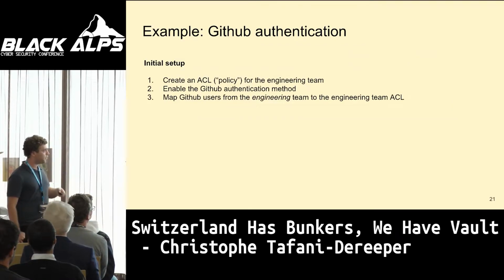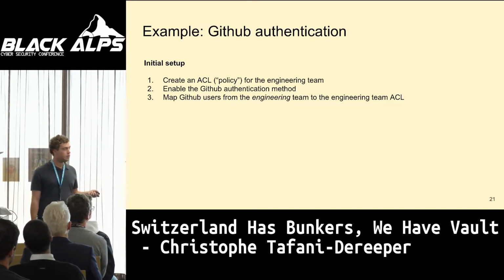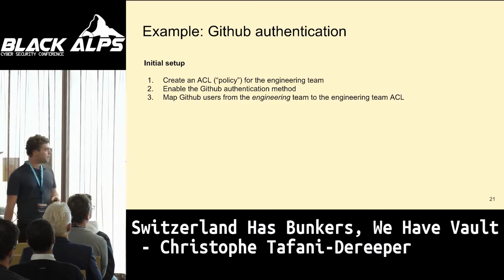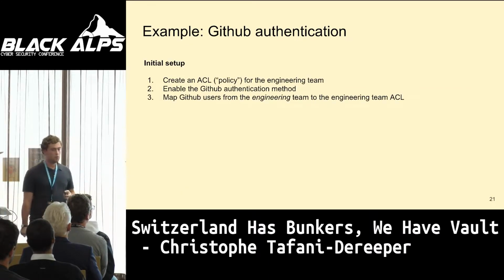So the initial setup is that you create an ACL, what Vault calls a policy in Vault for your engineering team, which we have here. Then we enable the GitHub authentication method in Vault.